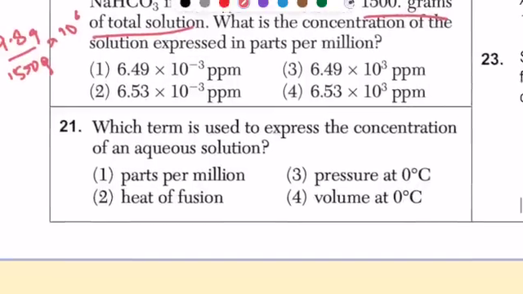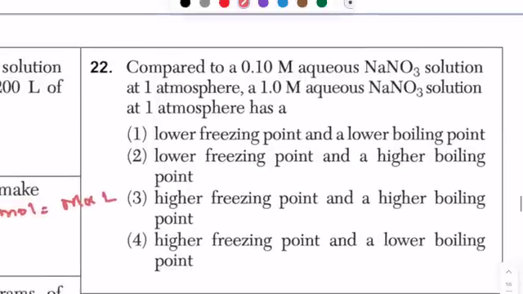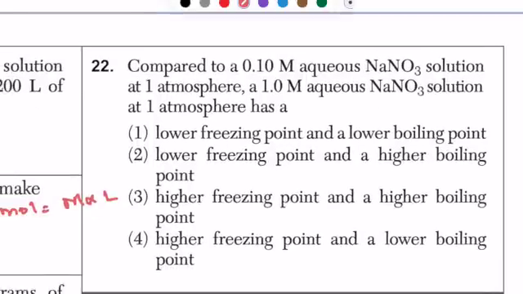Which term is used to express the concentration of an aqueous solution? Out of all 4, that should be parts per million. Compared to 0.1 molar aqueous sodium nitrate at 1 atmosphere, a 1 molar aqueous sodium nitrate solution at 1 atmosphere has, so this one has a higher concentration, the 1 molar. So here are your colligative properties, which means the more ions you have in the solution, the higher the boiling point and the lower the freezing point. Make sure you memorize these. So lower freezing point and higher boiling point.